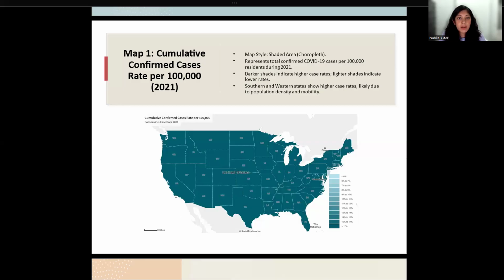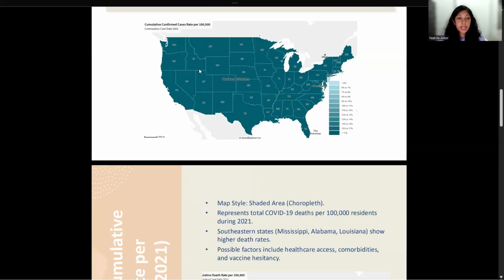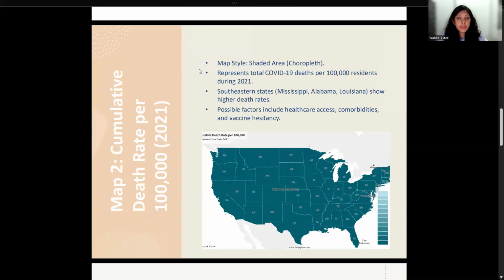These regions have large populations, major travel hubs, and more mobility, which likely contributed to faster spread. This map captures the scale of community transmission across the US at the height of the pandemic. I'm going to another slide, Map 2: cumulative death rate per 100,000 in 2021.